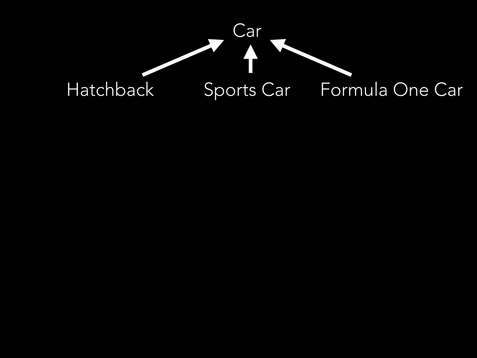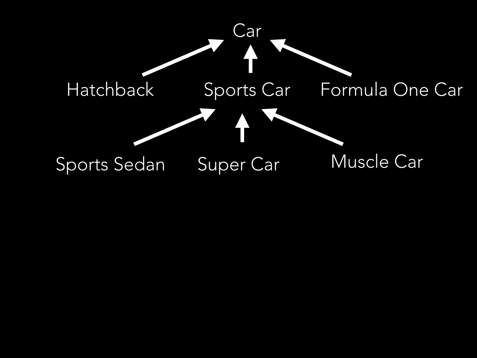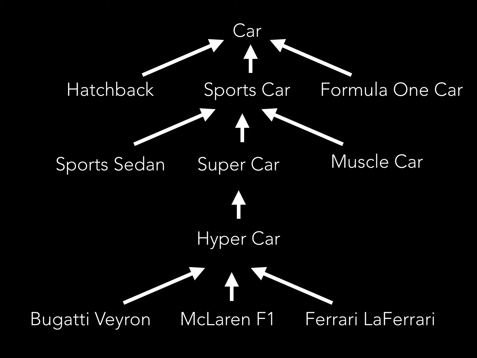By specifying include hyponym, not only the direct hyponyms of the specified words are included, but also any descendant hyponyms. For example, the direct hyponyms of car might include hatchback, sports car, and Formula One car, each of which may have its own hyponyms. Thus, a sports car may be a sports sedan, a supercar, or a muscle car. Hypercar is a kind of supercar, and Bugatti Veyron, McLaren F1, and Ferrari LaFerrari are kinds of supercar. By simply specifying the word car in the query, we implicitly include the entire tree of descendant hyponyms.